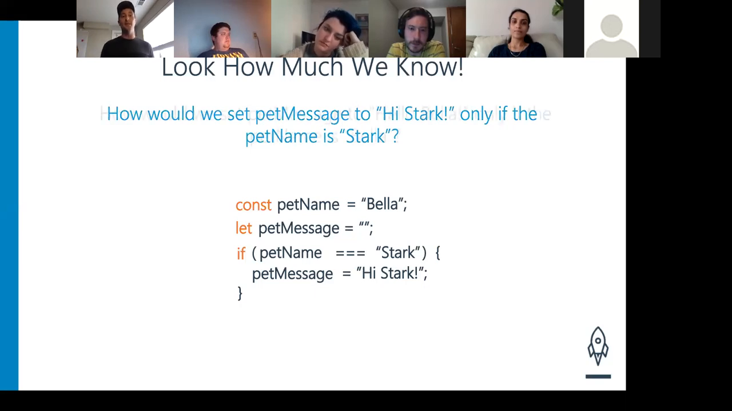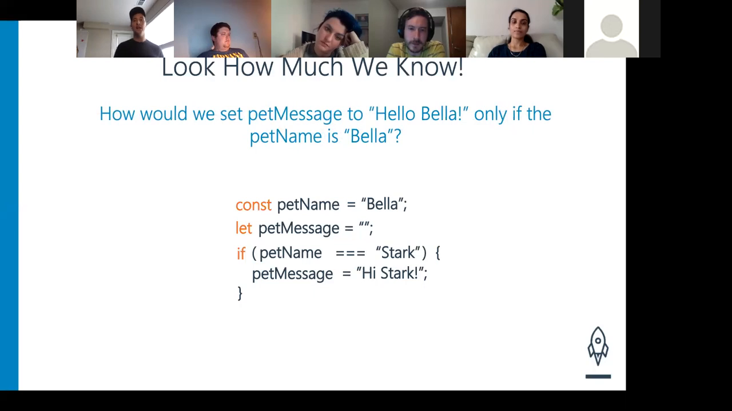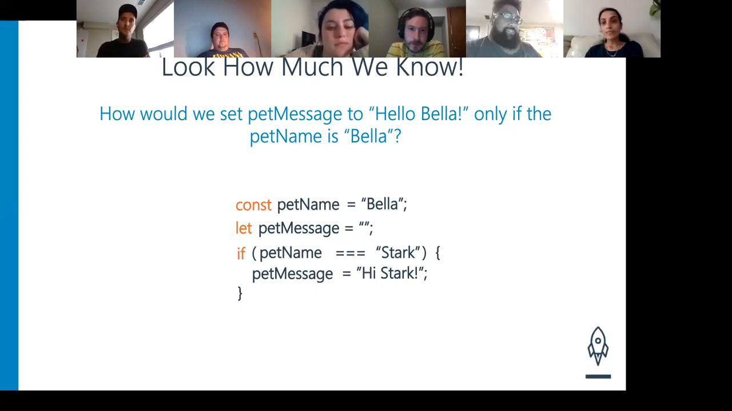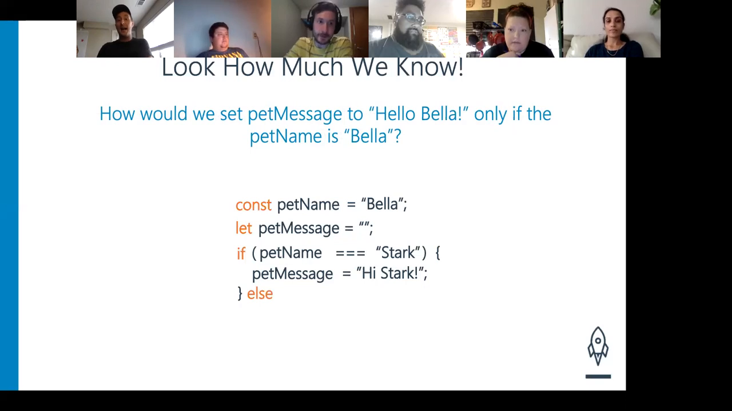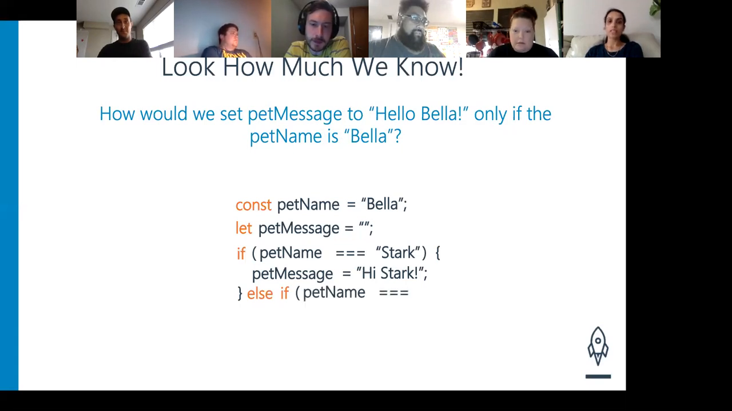So we're going to continue on here. How do we set pet message to hello Bella only if the pet name is equal to Bella? What would we do here? You need an else. We have an else, but one thing about this statement is that it also has a conditional in itself. So else if, very good. We start with the parentheses, and then help me write this last part: pet name, triple equals Bella. And then we set that pet message to hello Bella.